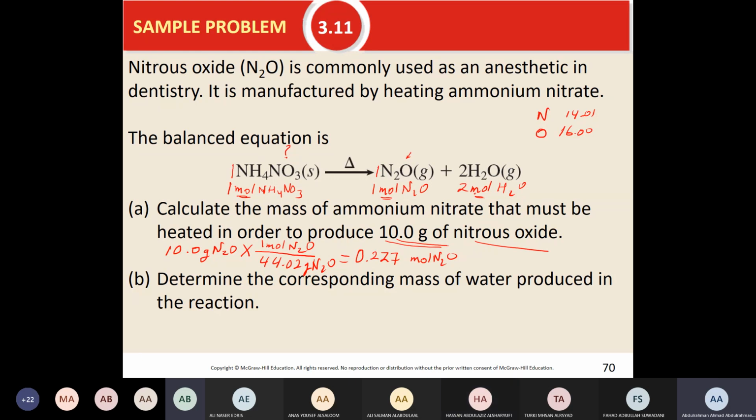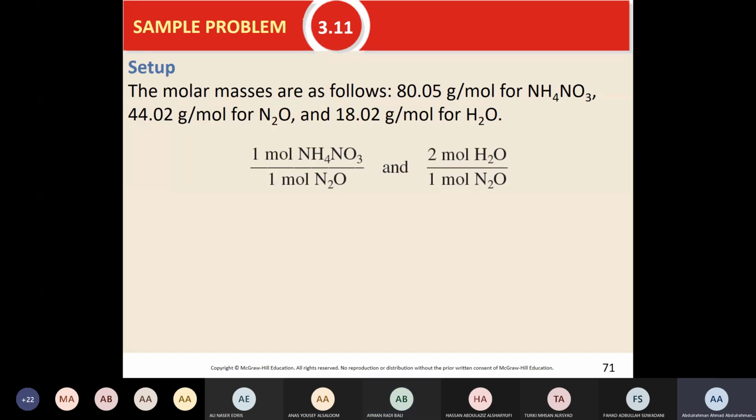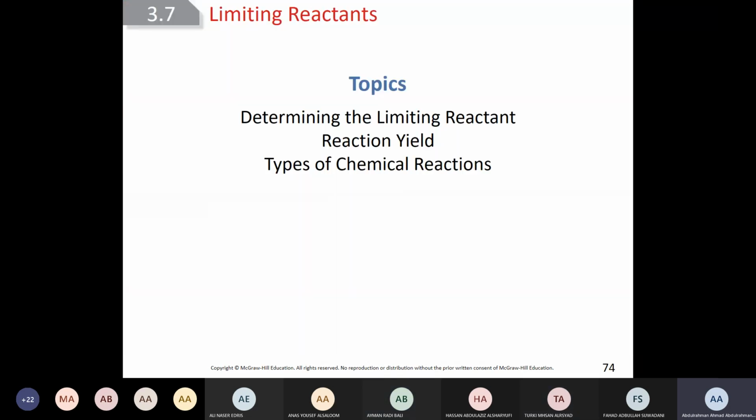How many moles of ammonium nitrate do I need to make 0.227 mole of N2O? The same thing, 0.227. Why is that? Because 1 mole gives you 1 mole, 1 to 1 in the reaction. 1 mole NH4NO3. Now change this into grams. Is this clear? Yes. Good. Next.